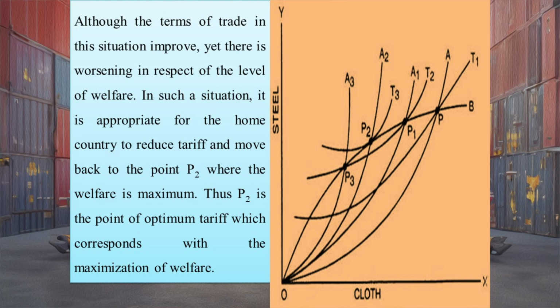So what we have seen is that although there are different points P, P1, P3, the optimum tariff will be reached at point P2 only. Hence, P2 is the point of optimum tariff, which corresponds with the maximization of welfare. No other point can give you the maximum welfare. It may give you some welfare, but P2 will give you the maximum amount of welfare. So the optimum tariff will be reached at the particular point P2 only.